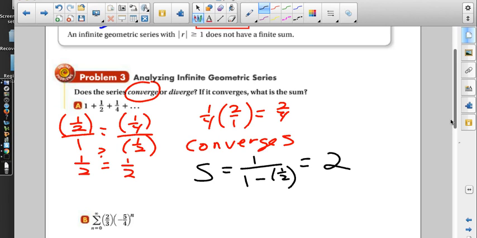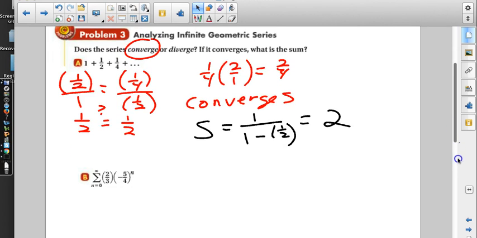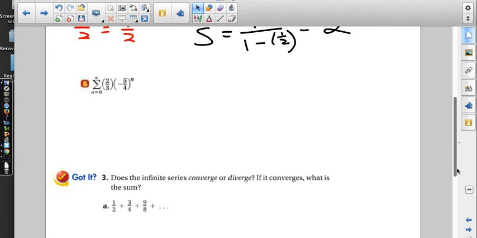Starting with the first term of 1, using a common ratio of 1/2, if you went on forever, this is going to approach 2. Let's take a look at B. Which one of those is r when this is in sigma notation?